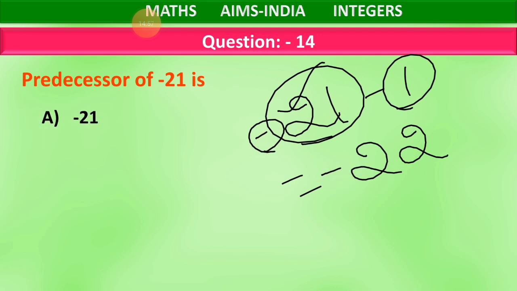Coming to options, option A minus 21, option B minus 20, option C minus 22, option D 1. Which is the correct answer here? Yes, option C minus 22. Understood, right? Predecessor. Pre means before. Predecessor we get by subtracting 1 from the given number.